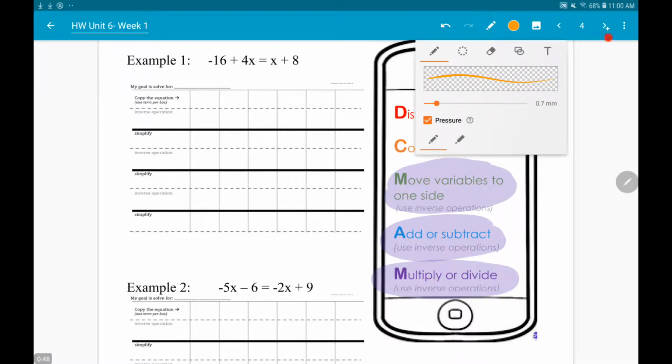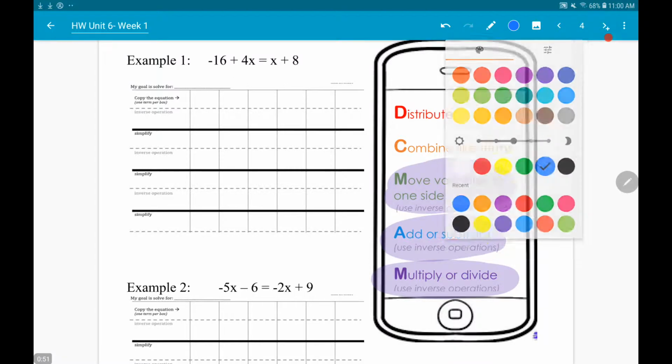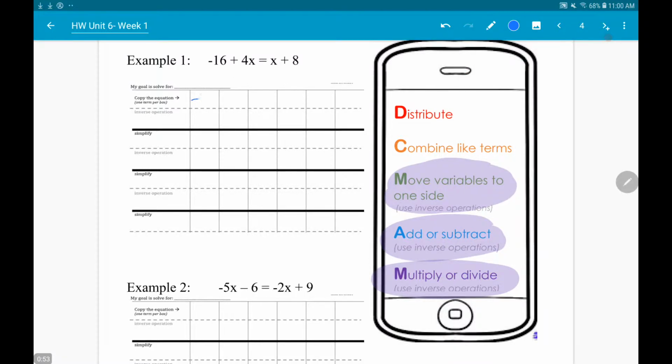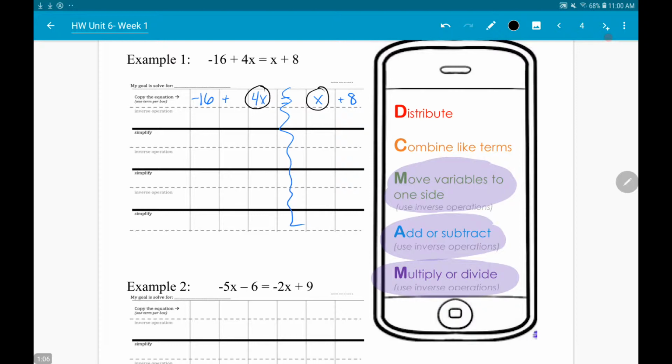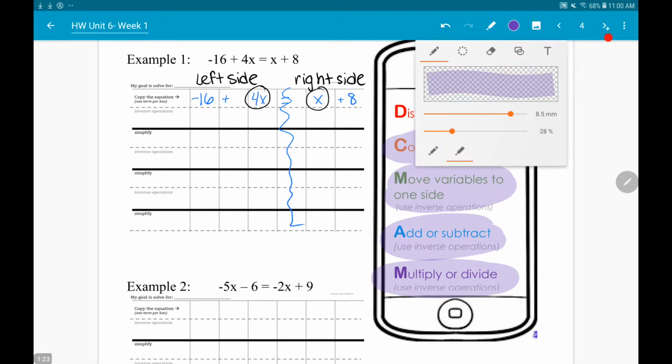So let's do it. What's going to be different about this one is you are going to see when you're writing this that now when I make my equal signs, I have a variable of x on the left side and on the right side. So I'm going to label that left and right because you're going to hear me reference that a lot throughout the video.